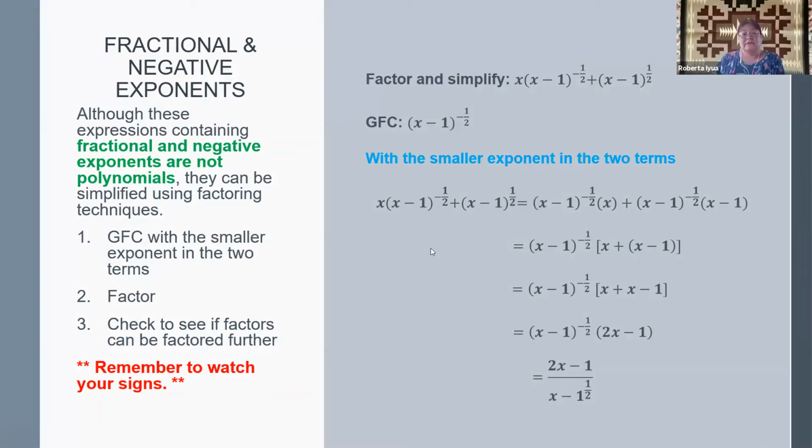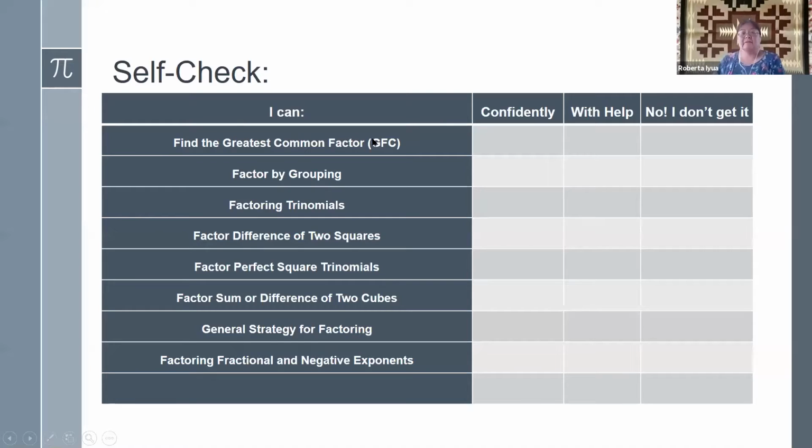Here's another self-check. I can find the greatest common factor. Factor by grouping. Can factor trinomials. Factor the difference of two squares. Can factor the perfect square trinomial. Factor sum or difference of two cubes. That you can perform the general strategy for factoring, and then factoring fractional and negative exponents.